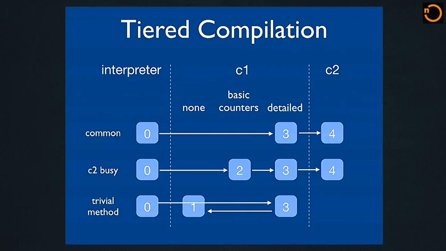So in that case, when we go from the interpreter to C1, we'll say, well, it'd be nice if we could go and get the data for C2, but C2 is busy. So let's just go to tier 2 instead, which has to have counters so that we know when to go from 2 to 3 to then get the data to then give to C2, tier 4. But it's much less overhead than having counters and instruction level profiling. Okay, what about tier 1? It is for trivial methods.